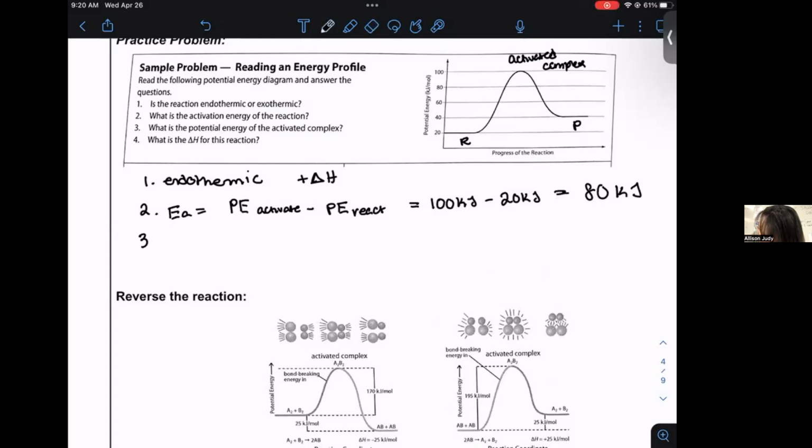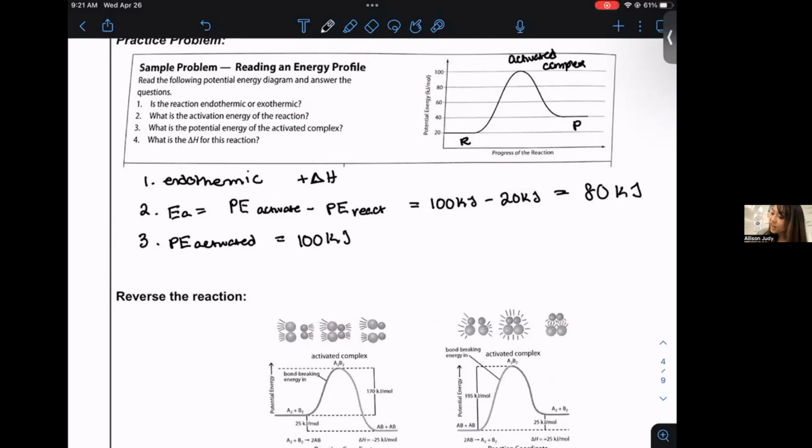Number 3, what is the potential energy of the activated complex itself? 100. Sounds stupid, but even AP kids flip activation energy and the potential energy of the activated complex. They're not the same. Activation energy is the difference between the activated complex and where you start. But then the complex does have a set amount of energy that just goes with it, 100. Again, sounds stupid. I guarantee you 30% of you will make that mistake on the quiz, so I'm trying to address it now.